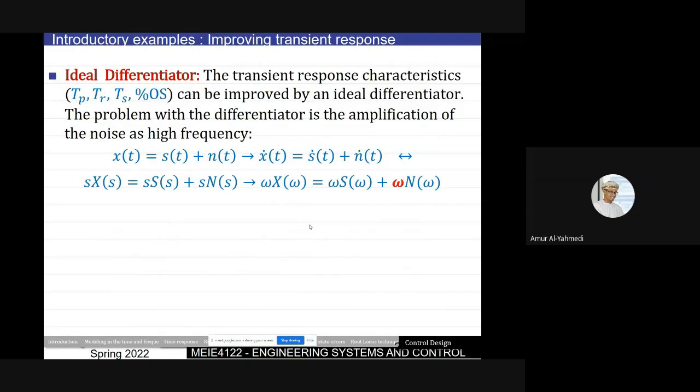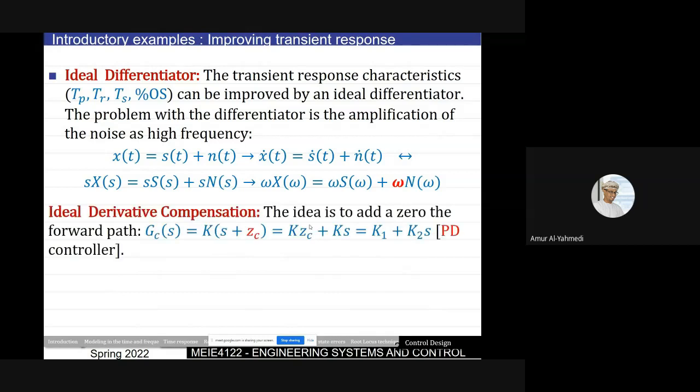But the problem that comes because of the differentiation is that I'm amplifying the noise. I'm making the noise more by doing this. So what is proportional plus derivative?